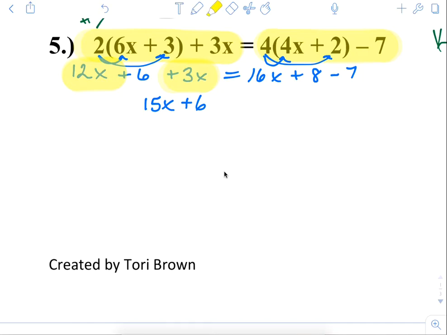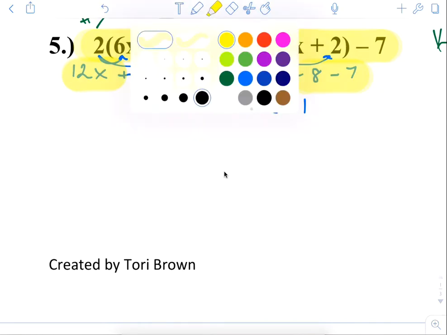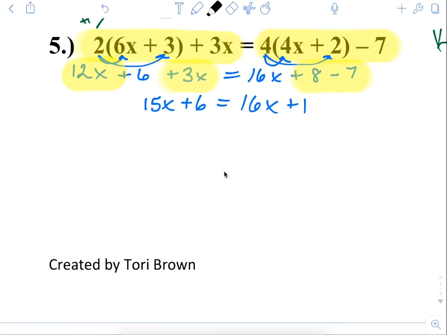If I look on the other side, these guys combine. 8 minus 7 makes a 1. That equation got a lot easier, and all I've done is simplify so far. So step 2, we're saying, do I have more x's on one side? Yes, I definitely have more x's here with the 16. Let me make that bigger.